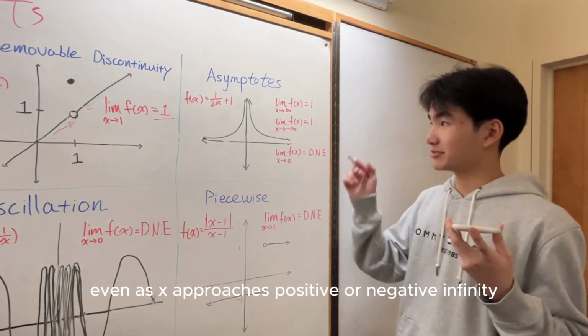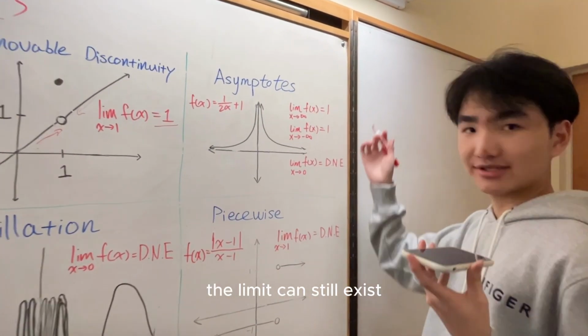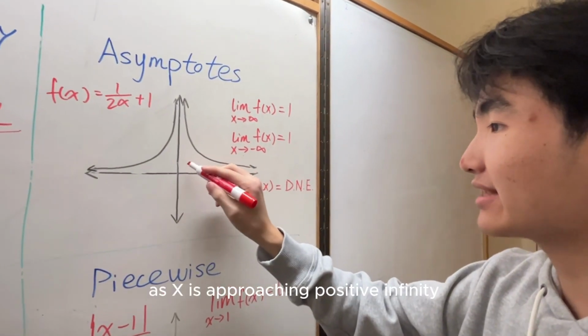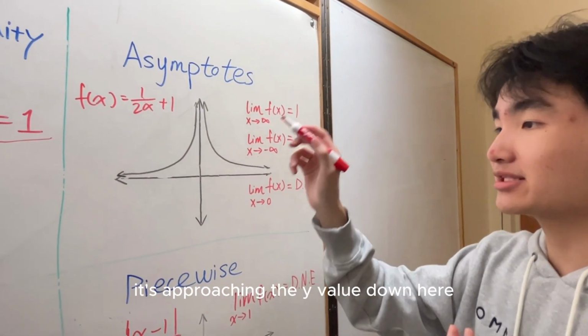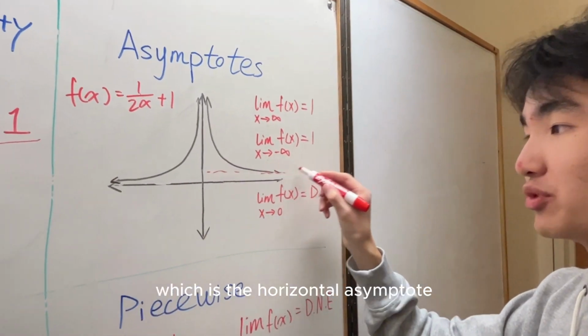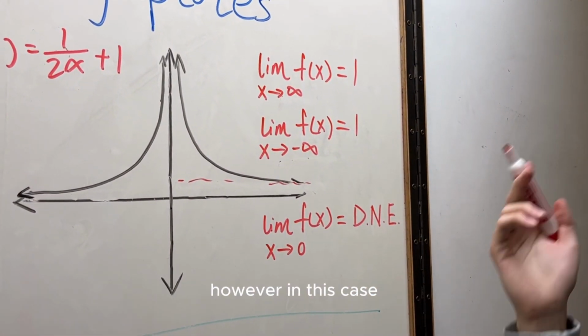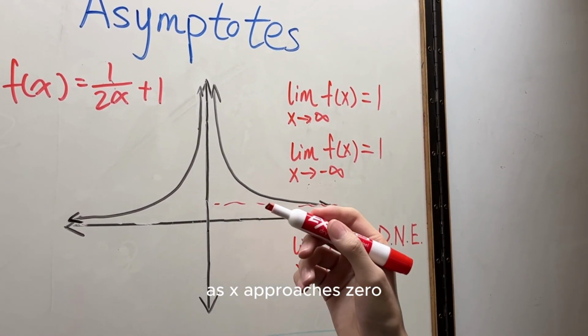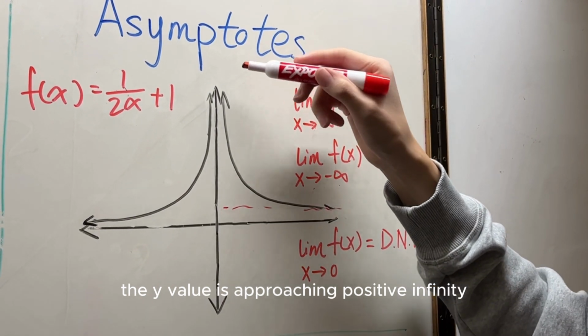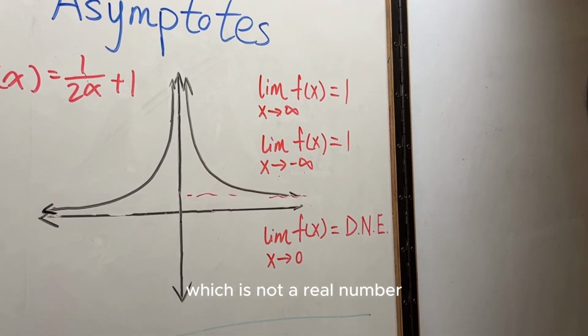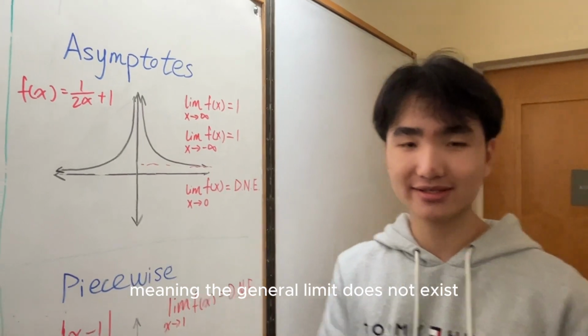Even as x approaches positive or negative infinity, the limit can still exist. In this case, as x is approaching positive infinity, it's approaching the y value down here, which is the horizontal asymptote. However, in this case, as x approaches 0, the y value is approaching positive infinity, which is not a real number, meaning the general limit does not exist.